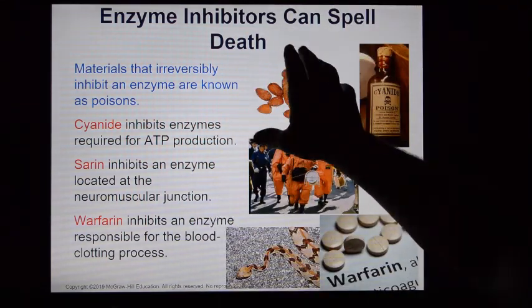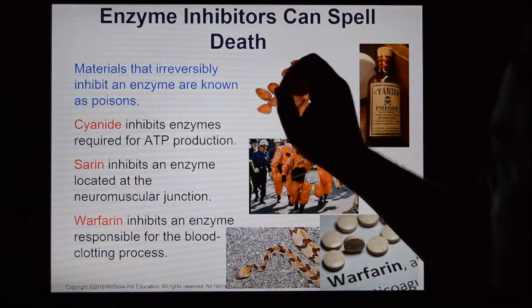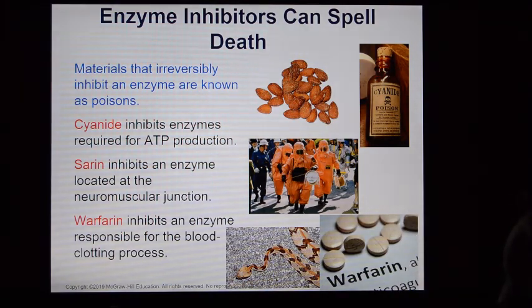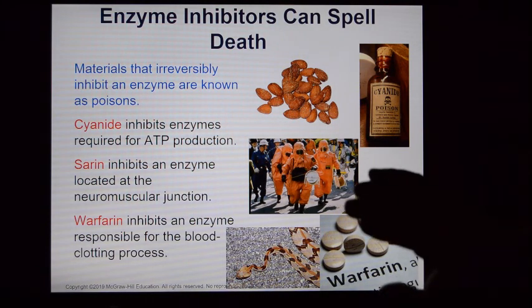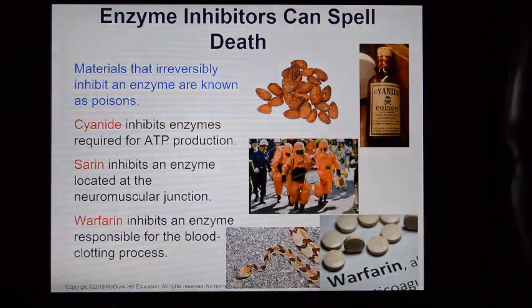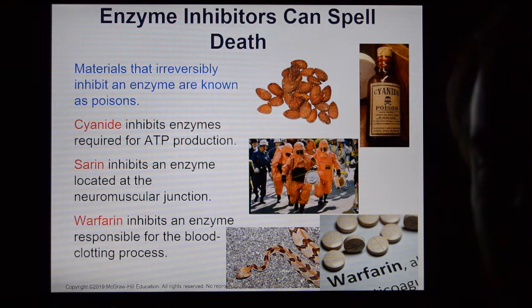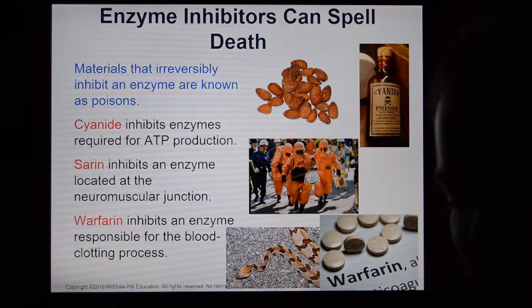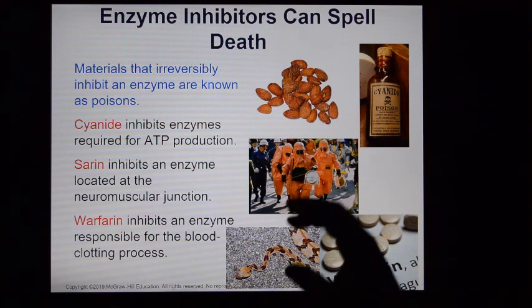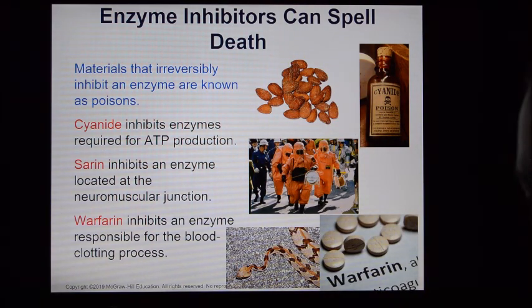These would be examples of poisons: inhibitors that permanently bind to enzymes, rendering them no longer operable. So incredibly deadly. And I think that's it.